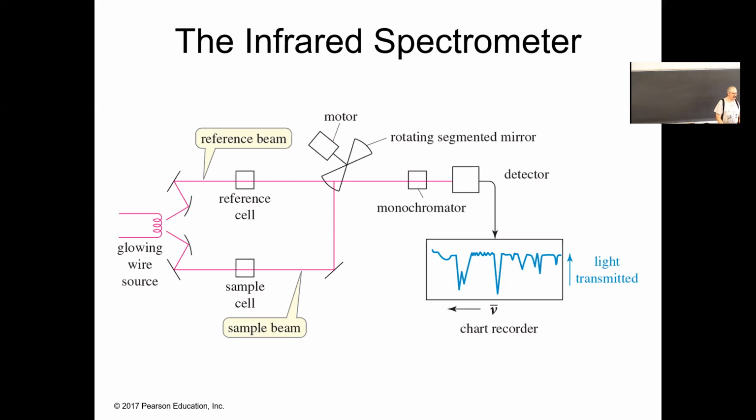Here's a very crude diagram of the old style infrared spectrometer. We don't use this type anymore, but we have a glowing wire, a lot like the coils in the toaster. You pass an electric current through a resistive material and it glows red hot. It gives off infrared radiation. You have a reference and a sample beam, a monochromator, which selects out narrow bands of frequency, and then that reaches the detector.